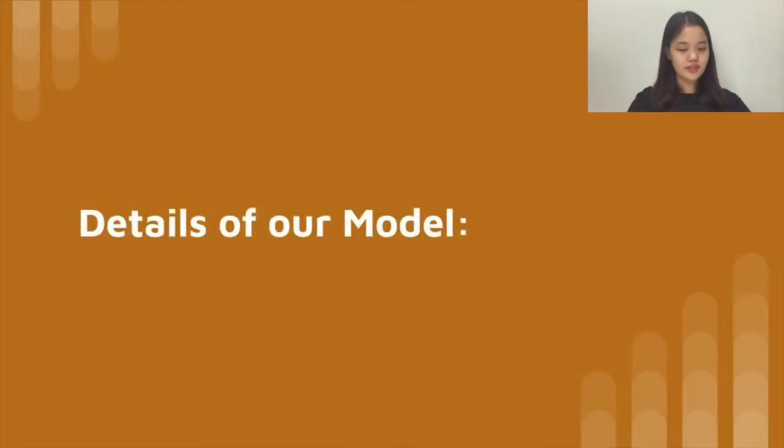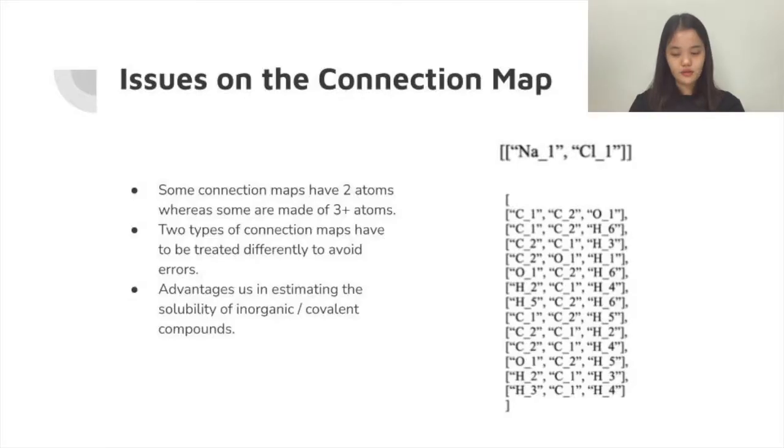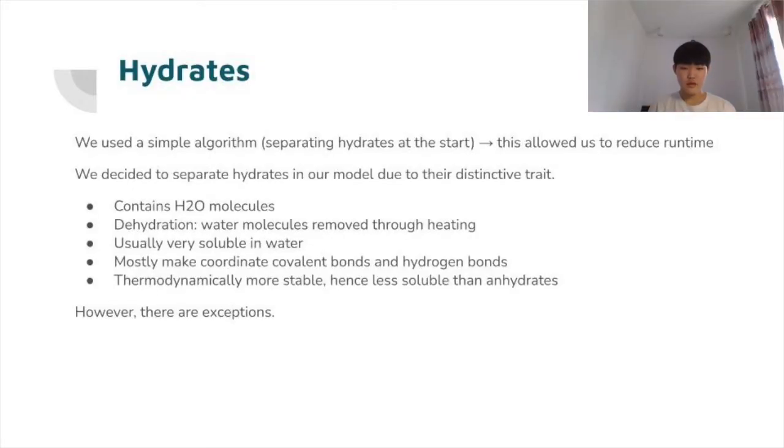These are important details of our model. Some connection maps have 2 atoms, whereas some are made of 3+ atoms. In order to avoid errors when utilizing the connection maps in our program, we have made sure to treat the 2 types of connection maps differently. This also benefits us in estimating the solubility of inorganic and covalent compounds. By having a relatively simple algorithm of dividing the hydrates from the other compounds at the start, we were able to reduce the number of compounds having to go through heavy algorithms, therefore reducing the runtime of the program.